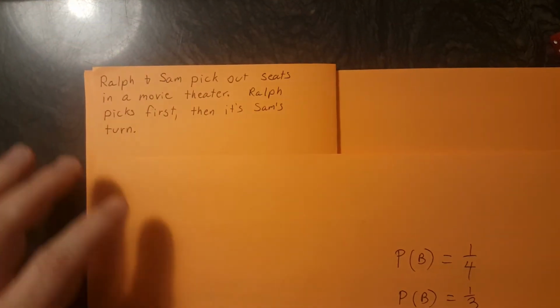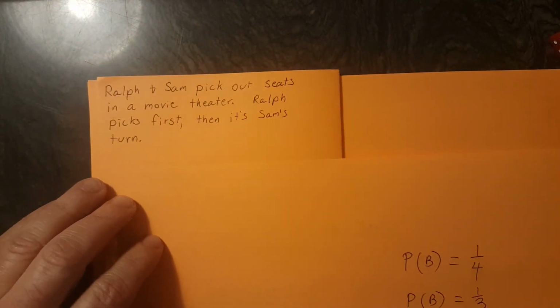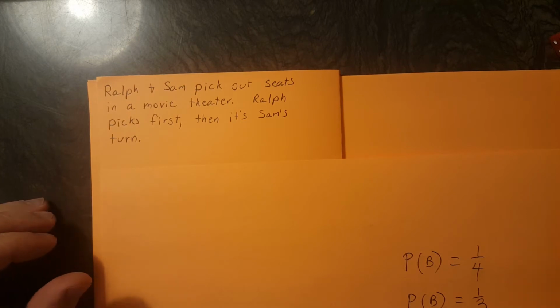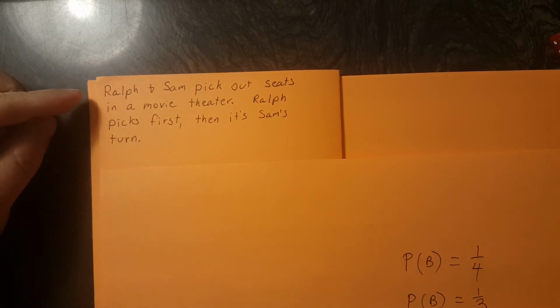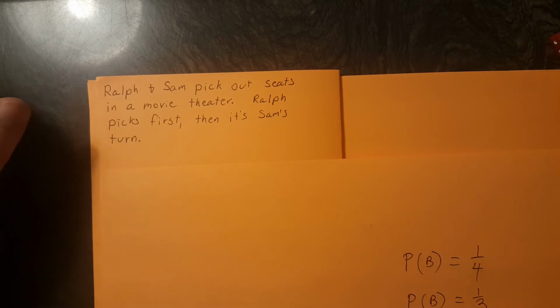Let's pick another scenario here, okay? We have a situation here. You have to decide if they're dependent or independent events. So Ralph and Sam pick out seats in the movie theater. Ralph picks first, then it's Sam's turn. Go ahead and take a guess. Independent or dependent?